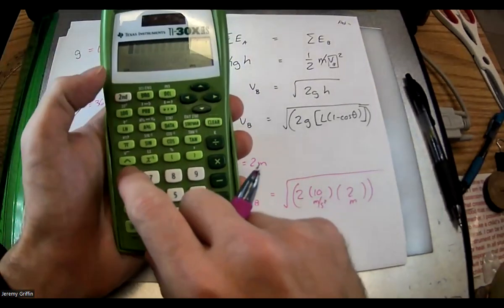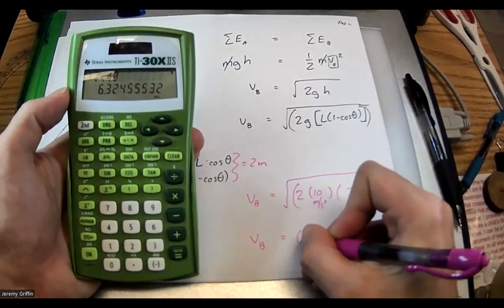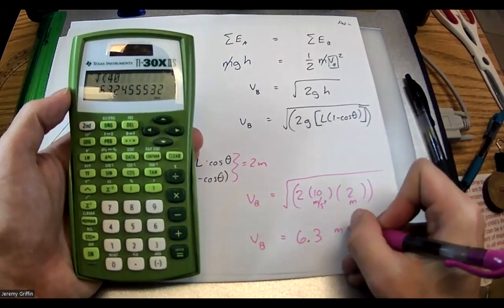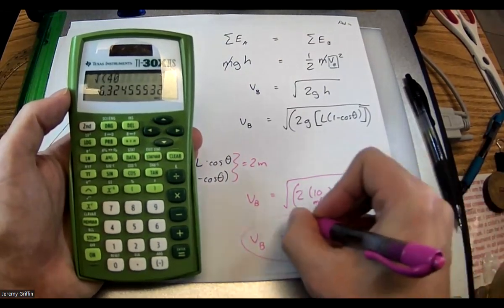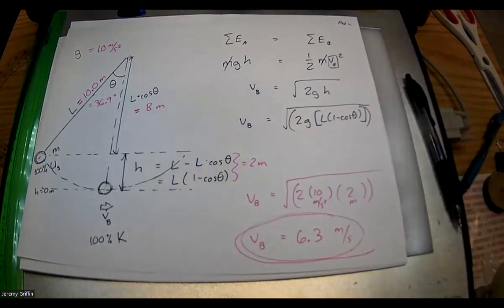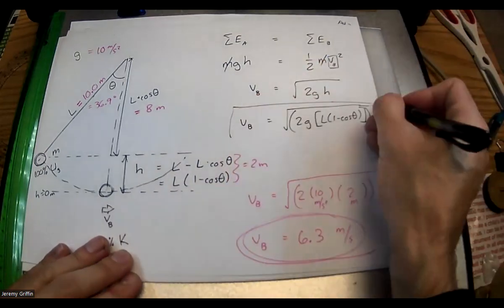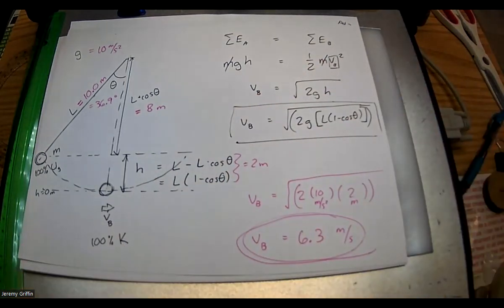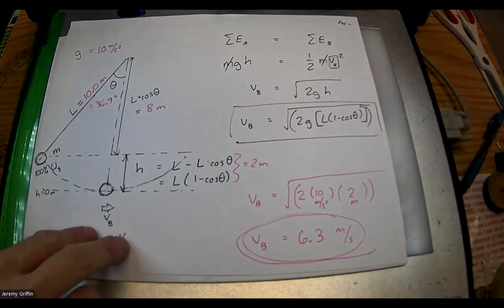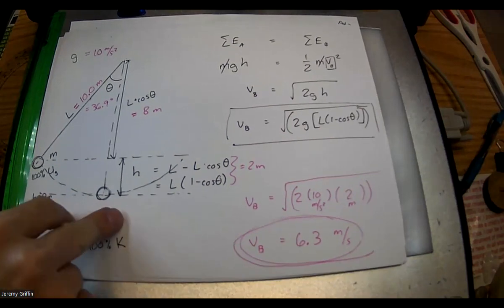So, there we go. What is the square root of 40? I'm looking at about 6.3, and that would be meters per second. So there you go. Now that of course is for this particular length and angle, but in general, you could do something like this. All right, you guys good there? Okay. All right, so moving on in the notes.